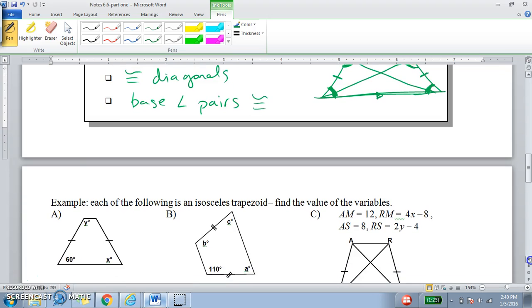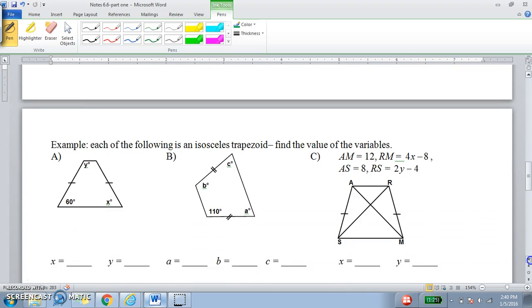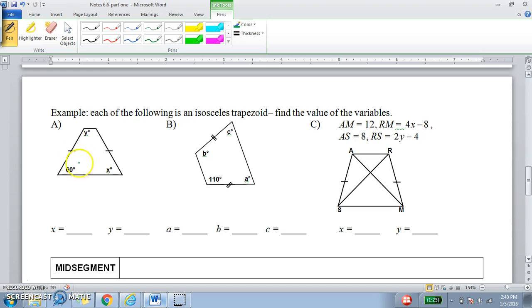Alright, so each of the following is an isosceles trapezoid. Find the value of the missing variables. So here we've got these two legs are congruent. So we know from what we just said that the two angles that are touching the same base, for example these two angles right here, are congruent to each other. So if this is 60, x is also 60.